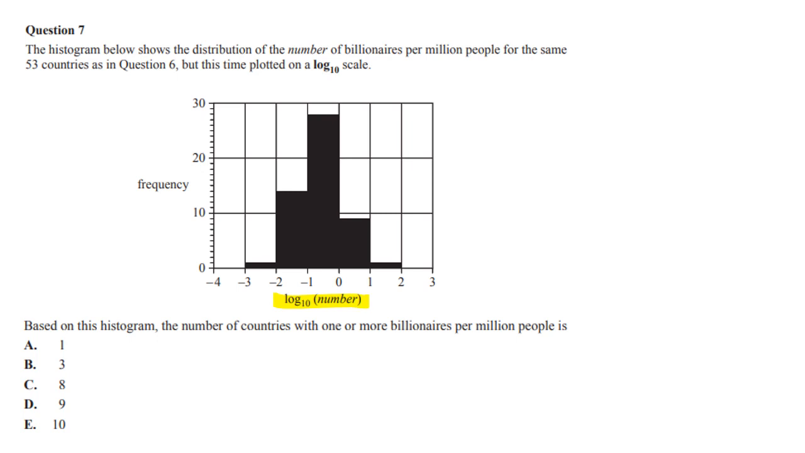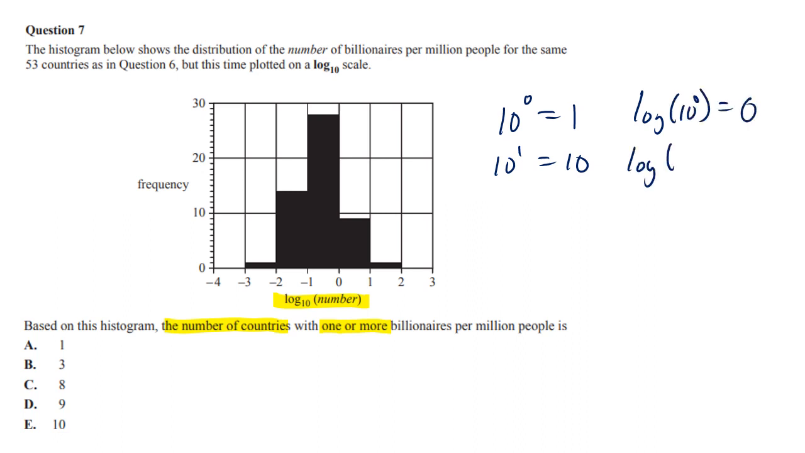Okay, they like to do these questions a lot with the log scale. This is from 2016. And what they're asking for is the number of countries with one or more billionaires. And so we've got to remind ourselves on the log scale, where is 1? So 10 to the power 0 equals 1. 10 to the power 1 equals 10. Now if we log 10 to the 0, it equals 0. And if you log 10 to the 1, it equals 1. The one we want is the one that gives us the number 1, which is on the log scale 0.